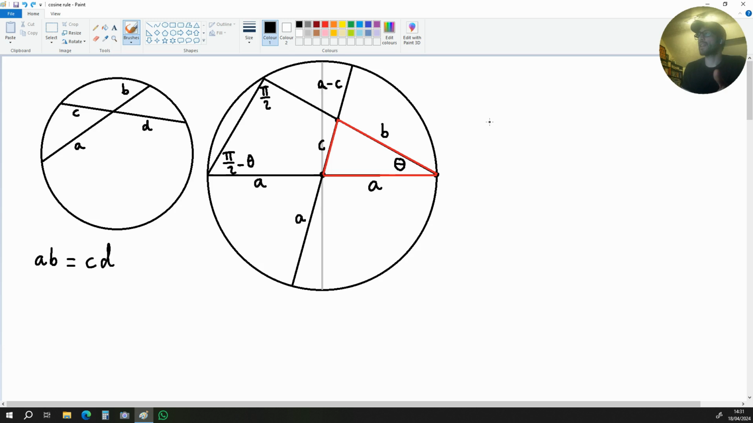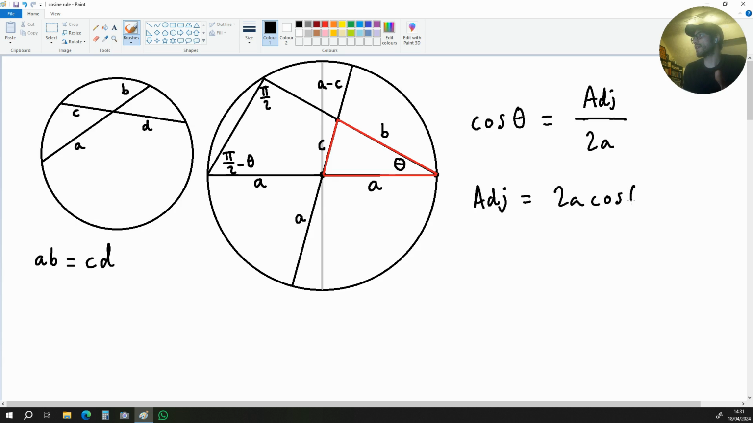Now the first step we're going to take is to write down cos theta. And that's going to be the adjacent side of the large right-angled triangle over here over its hypotenuse, and its hypotenuse is going to be 2a. Now what that's going to mean is that the adjacent side of the large right-angled triangle is going to be 2a times cos theta, because we multiplied both sides of this equation by 2a.